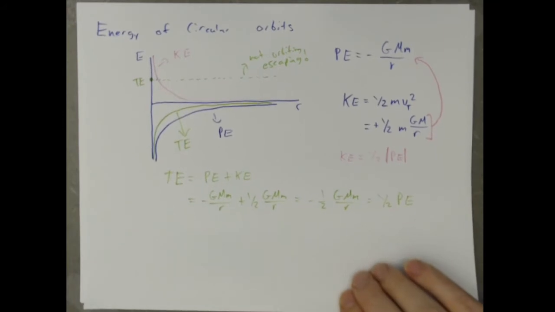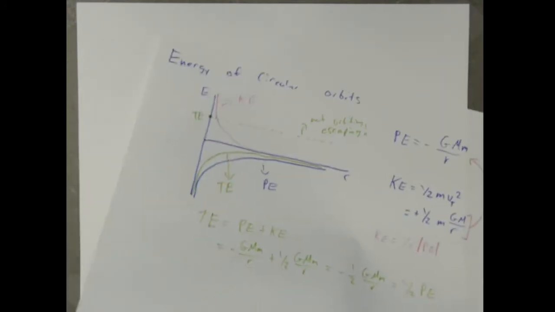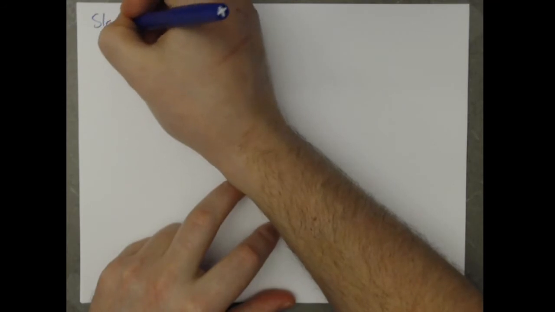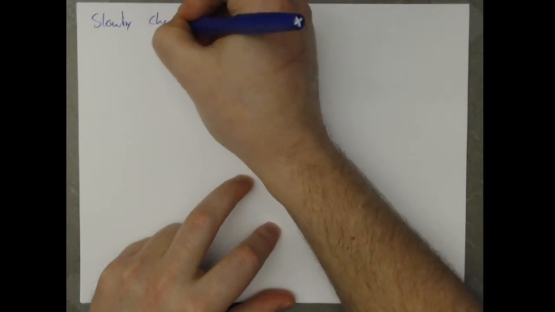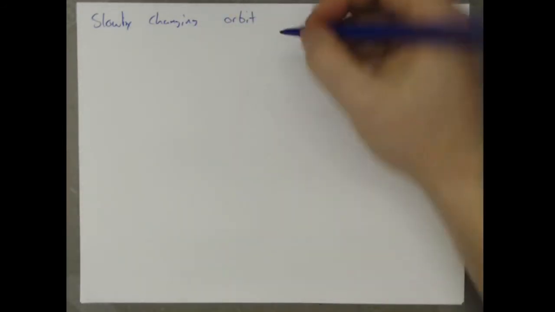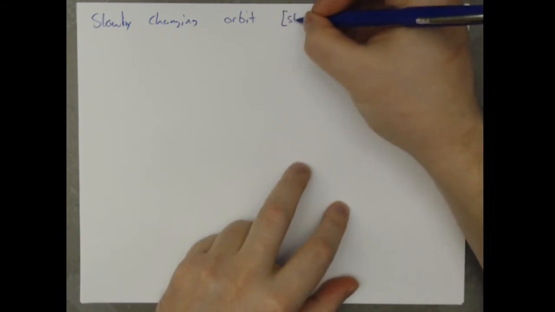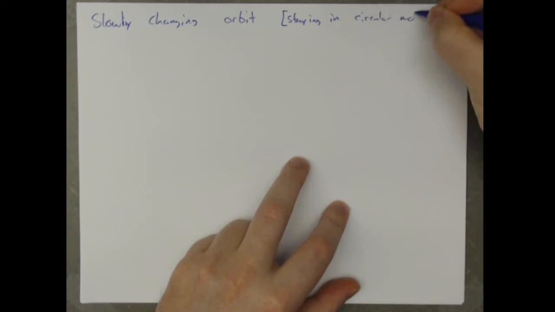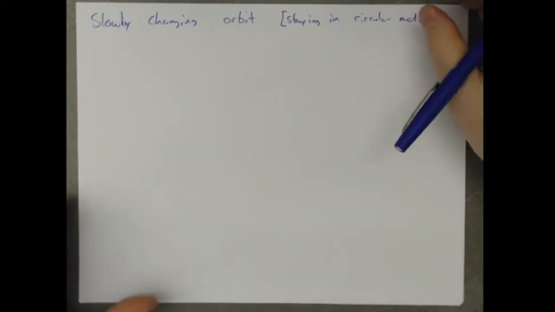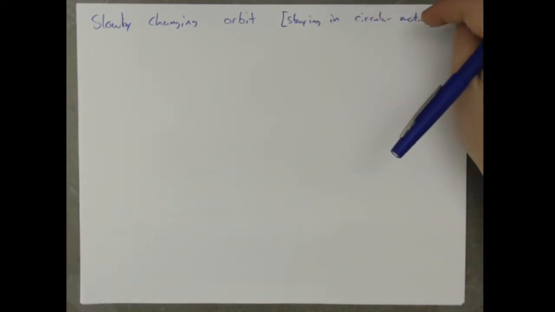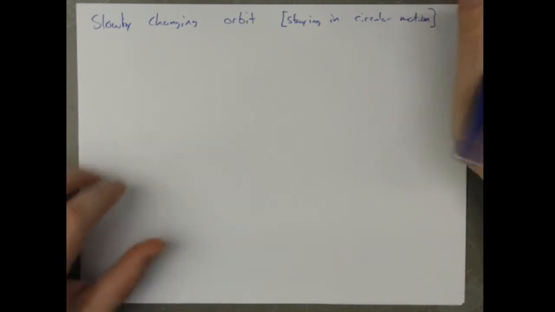Okay, so I'm about to go off on an even more random tangent, and this is going to be talking about slowly changing the orbit. And so that means staying in circular motion. So it's going to be the idea that every change in velocity we have is still going to keep us in basically a new circular motion.